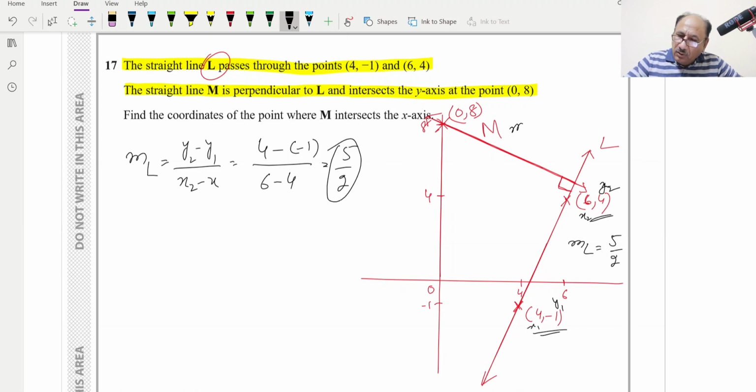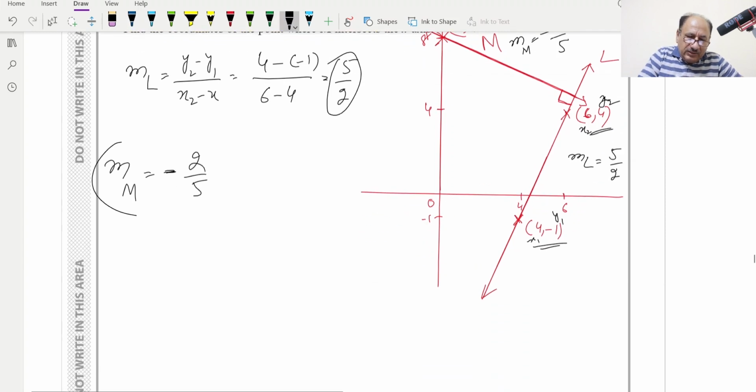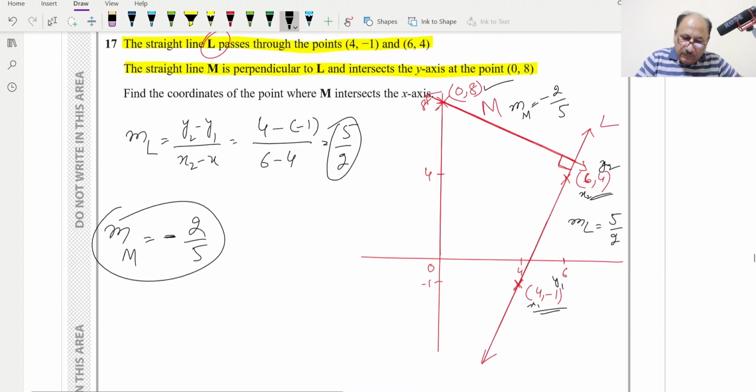So gradient of line M, which is perpendicular, will be the reciprocal and change sign. So minus 2 over 5. So gradient of this will be minus 2 over 5, and that's what we found. Now we have this gradient and the point which is 0 and 8. So 0 and 8 is the y-intercept of line M.